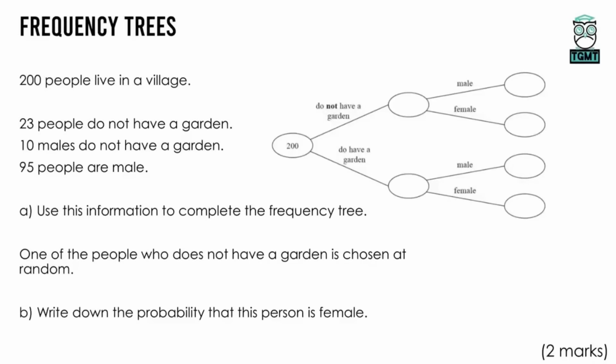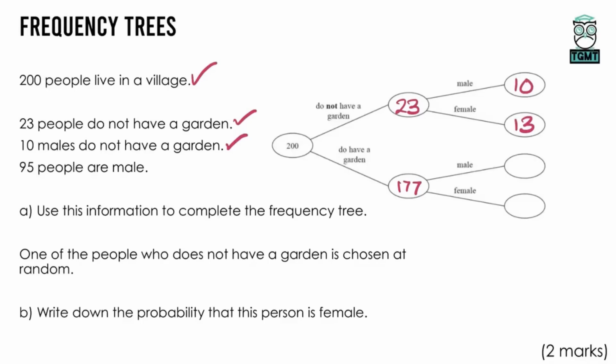Okay, I'm looking at a frequency tree. Now it says here 200 people live in a village, that's given to us on the frequency tree, and then it starts to tell us a lot of information. So I'm going to start to fill these in as I read it. 23 people do not have a garden, so that's 23 here. Straight away I can do 200 take away 23 and get the 177 people that do have a garden, and I'll tick that off. 10 males do not have a garden, so I'm looking at the do not have a garden route, and there are 10 males. I can tick that off. 23 take away 10 leaves us with 13. That now adds up to 23 on the do not have a garden route.